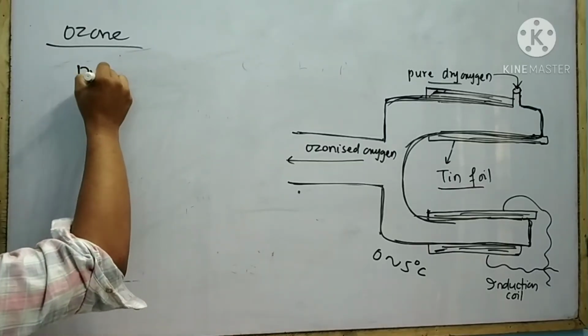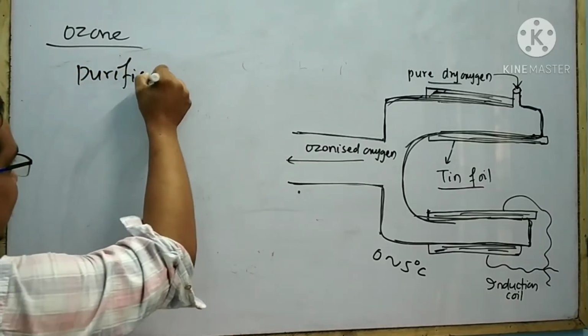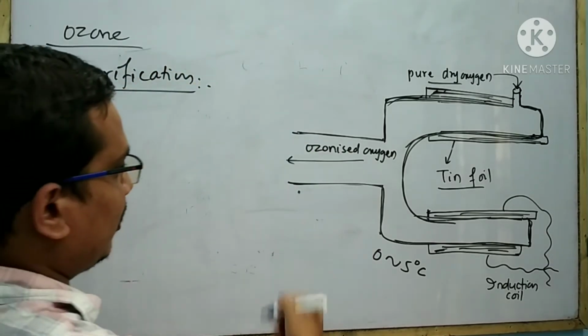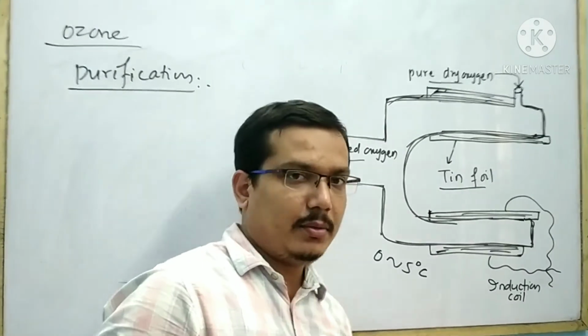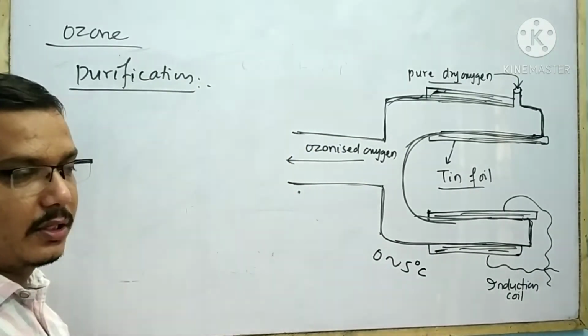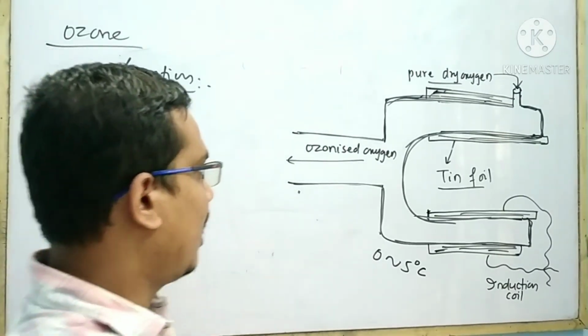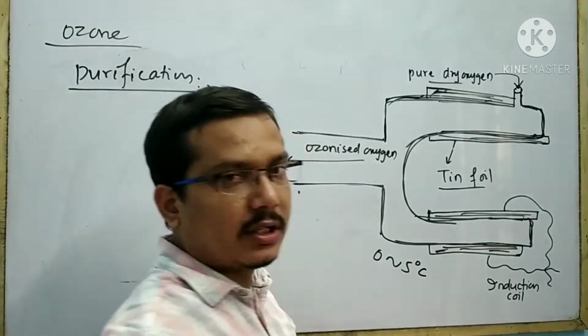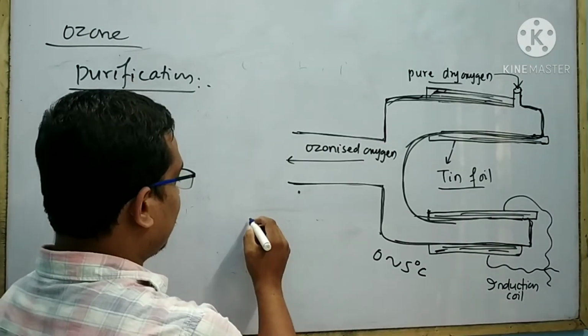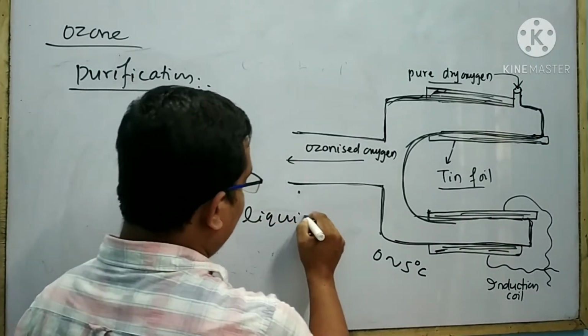Next I will discuss the purification of ozone. The ozonized oxygen is subjected to purification by fractional distillation. In this process, the ozonized oxygen is subjected to cooling with the liquid air.